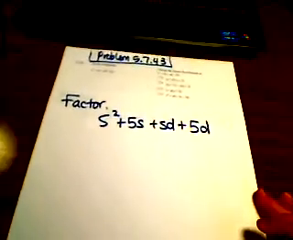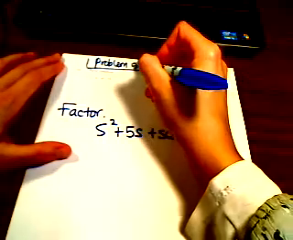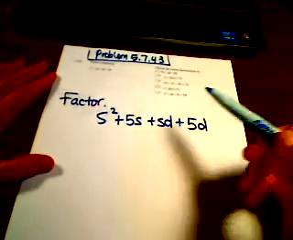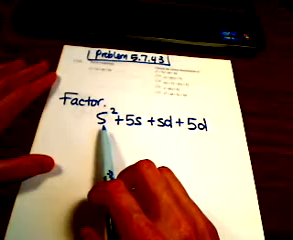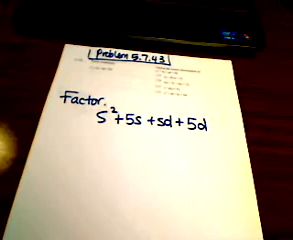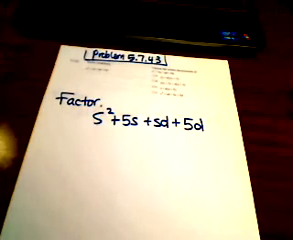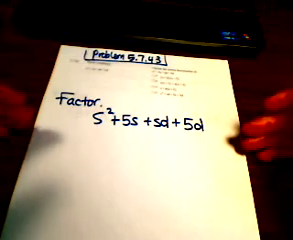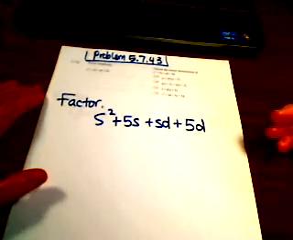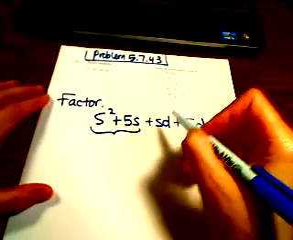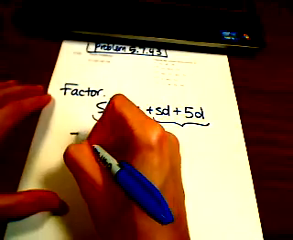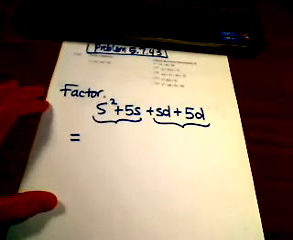Okay, let's take a look also at problem 5.7.43. And it again asks us to factor. This is s squared plus 5s plus sd plus 5d. So this is the same thing. We have 4 terms, and there is no greatest common factor to start on this one, but because it's 4 terms, we're going to factor by grouping. So I'm going to group the first 2 terms together and the second 2 terms together. And within those groupings, we're going to take a look at if there's a greatest common factor or not.